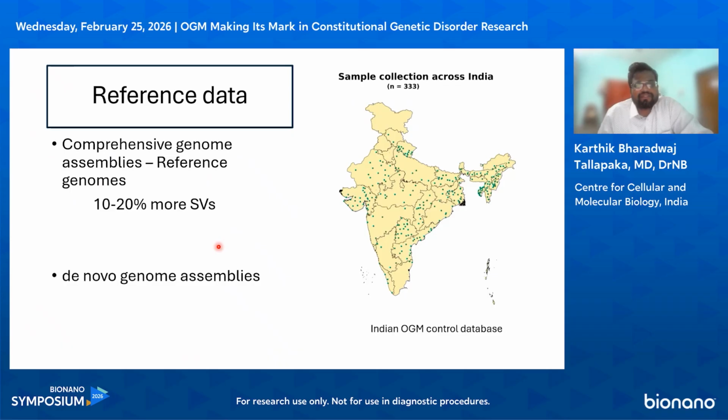So one of the things that we are addressing in the limitations is generating population-specific reference data. We have collected samples across the country, and along with long-read sequencing and using optical genome mapping, we are generating reference data sets for structural variations in our population. And then we hope to make this data public as soon as possible.